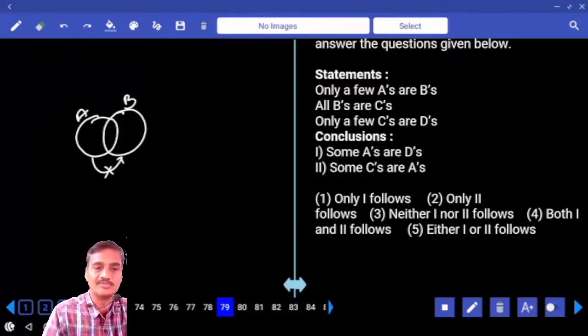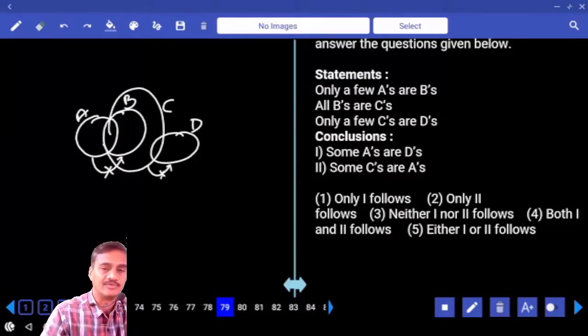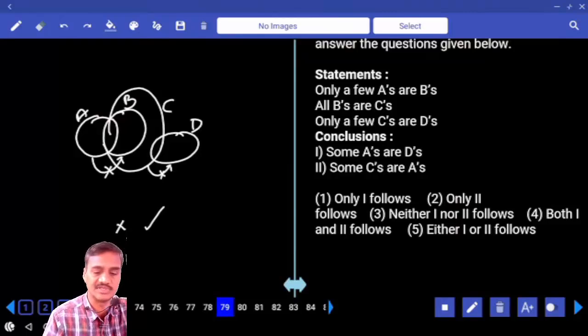And next one, all B's are C's. This entire B is a part of C. And only a few C's are D's. Only some C's are D's, but not all. And first one, some A's are D's. No intersection. Some C's are D's, yes, definitely. And it's only 2, choice 2, question number 79.